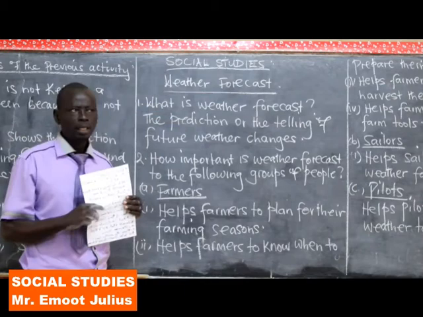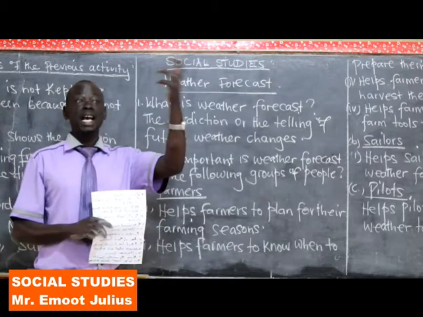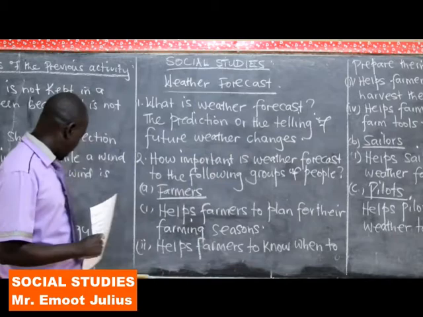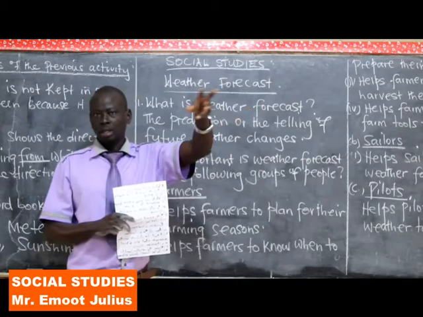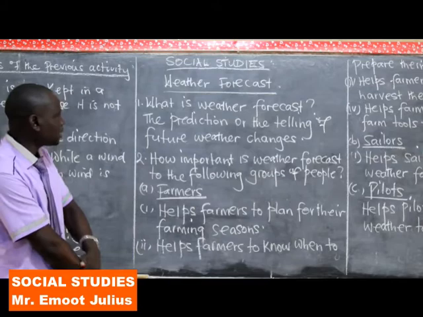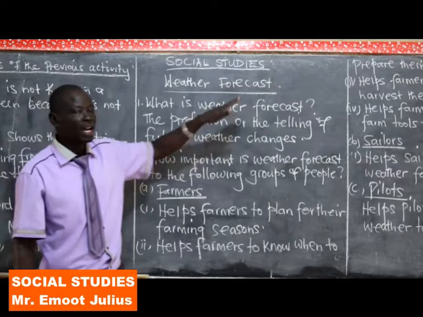We have seen this on TV. The news anchors always tell us what is going to happen the next day, what is going to happen 1 week earlier or 1 month. And that's done by meteorology. So the telling of the future, predicting what is going to happen, is what we call weather forecast. So what is weather forecast? Weather forecast is the prediction or the telling of future weather changes.